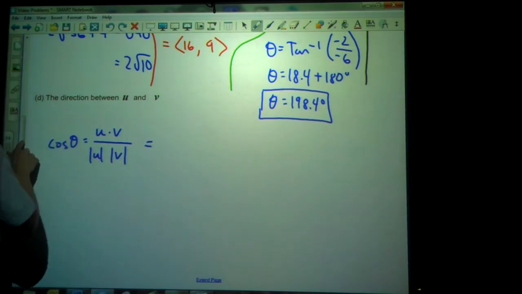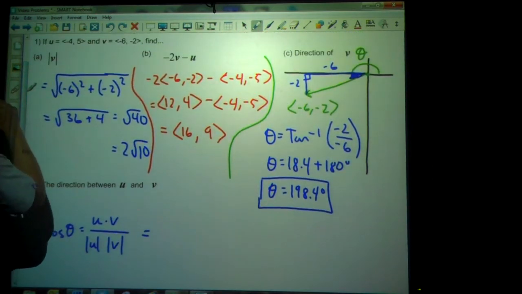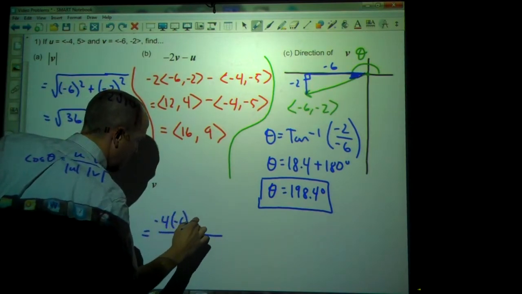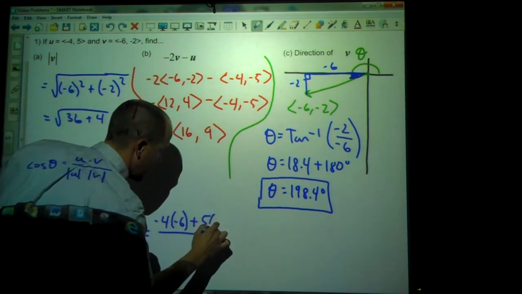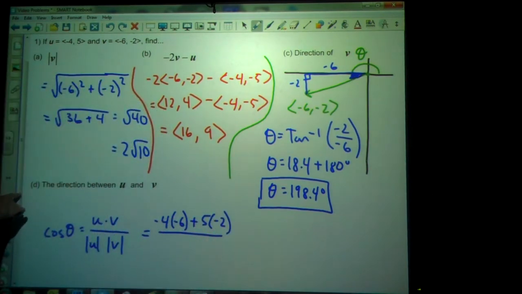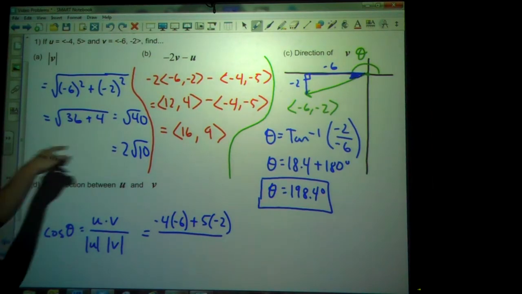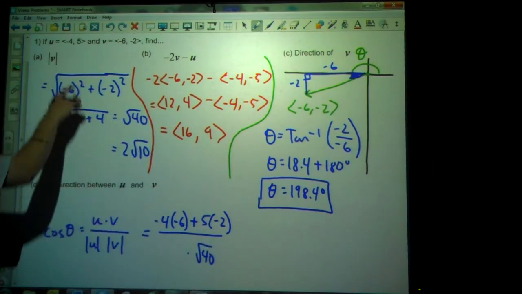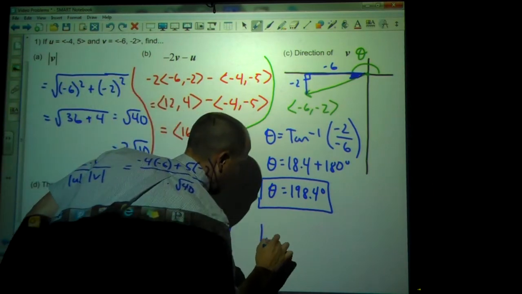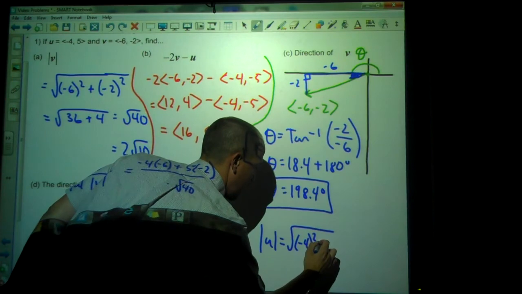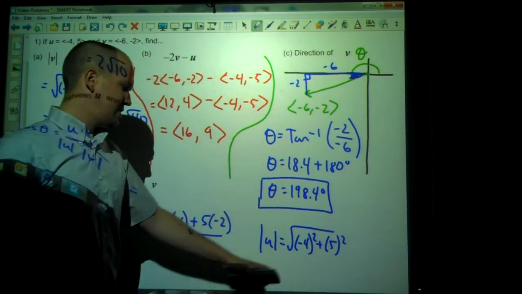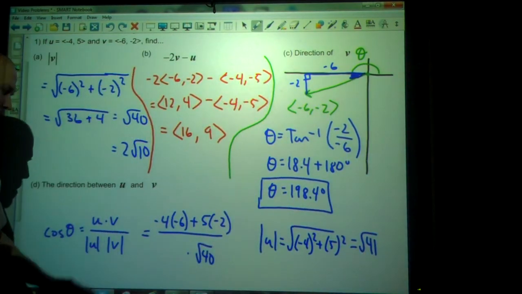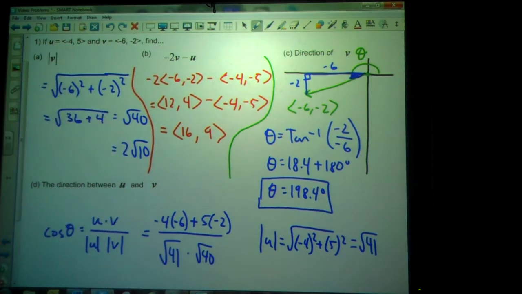Okay? So the dot product between u and v is first times the first plus second times the second. And I'm going to divide by their magnitudes. We already found the magnitude of v, which is square root of 40. And the magnitude of u is going to be, let's do that real quick. That's 16 plus 25 is 41, I believe. Yep. And there's our formula.